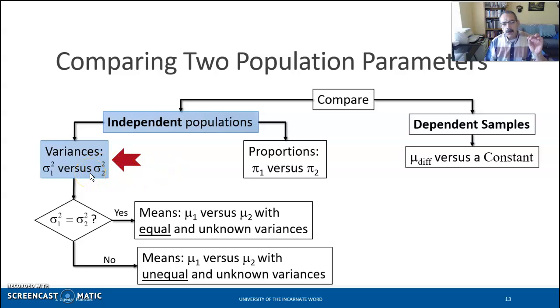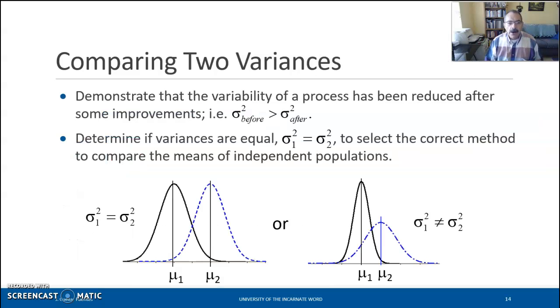And notice one thing, we're talking about variances, not standard deviations. So if in a problem you get a standard deviation, please remember to square that quantity so that you get the variance. All right, so why do we need this?